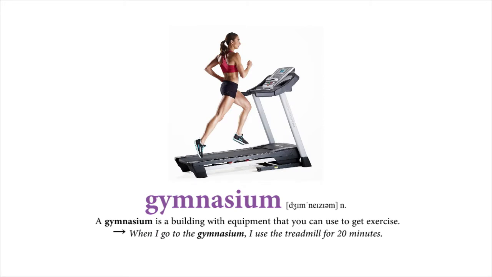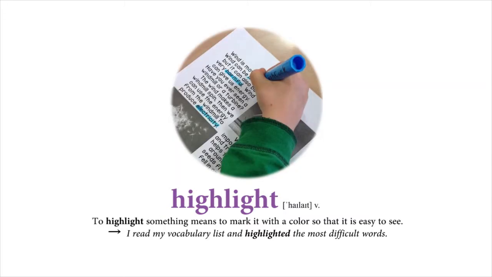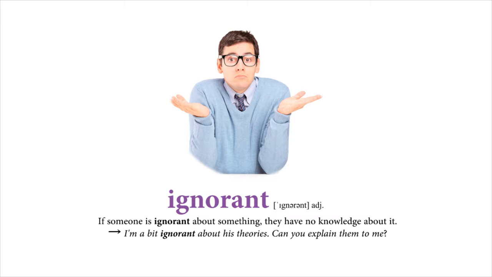Gymnasium. A gymnasium is a building with equipment that you can use to get exercise. When I go to the gymnasium, I use the treadmill for 20 minutes. Highlight. To highlight something means to mark it with a color so that it is easy to see. I read my vocabulary list and highlighted the most difficult words. Ignorant. If someone is ignorant about something, they have no knowledge about it. I'm a bit ignorant about his theories. Can you explain them to me?